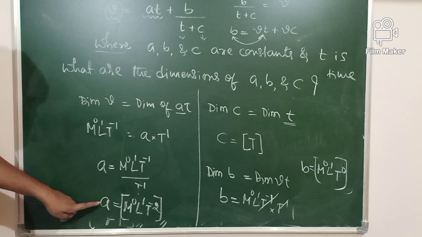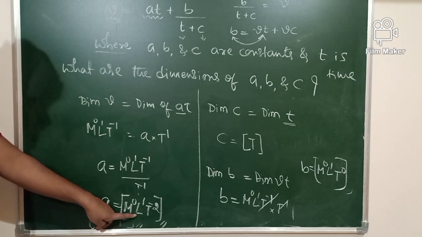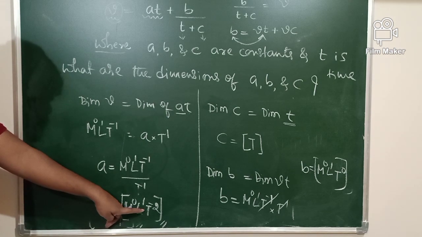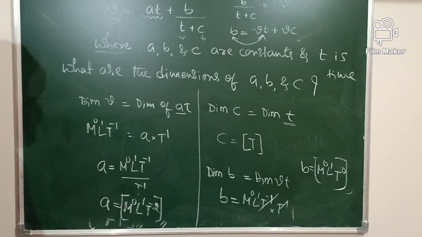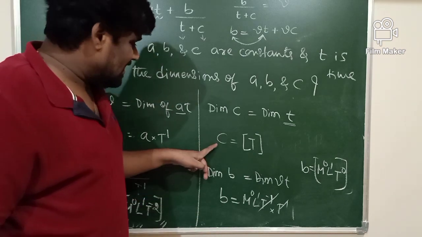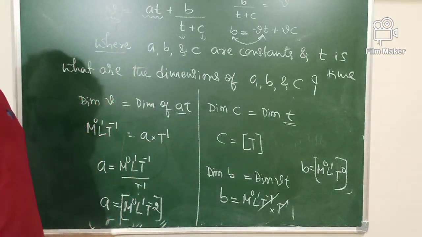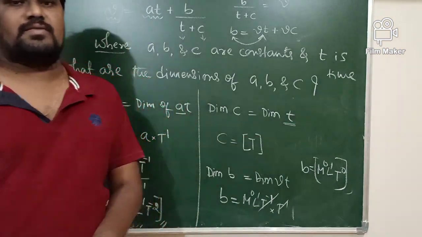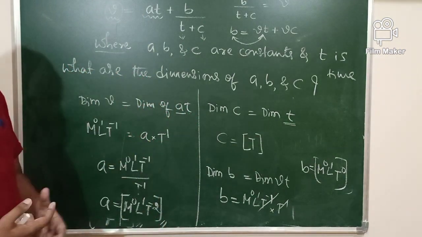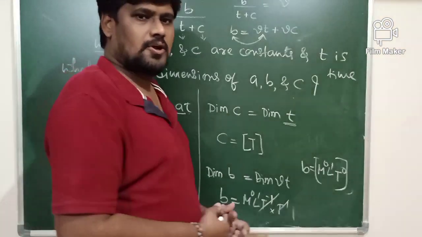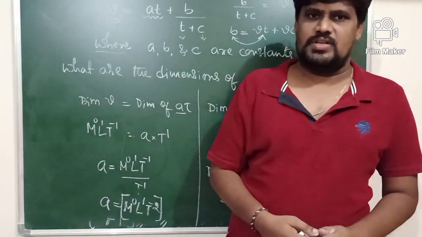Therefore A has the dimensions of acceleration. M0 L1 T power minus 2 is the dimensional formula of acceleration. C has the dimensions of time and B has the dimensions of what? Length. Such types of problems can be solved based on the principle of homogeneity. Okay.